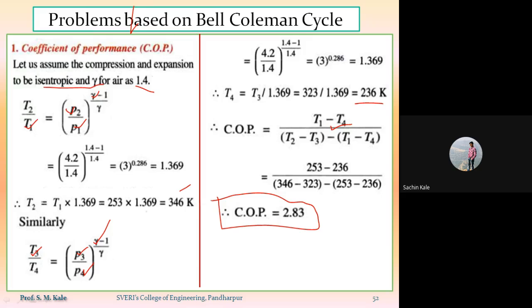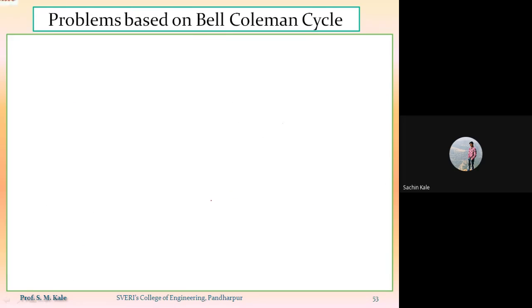So now second point is we have to calculate the mass of air circulated per minute. So what is the formula we are knowing? How to calculate the mass of air circulated per minute? So mass of air circulated per minute is nothing but capacity. Capacity, in which term we are mentioning capacity? In terms of kilojoule per minute.